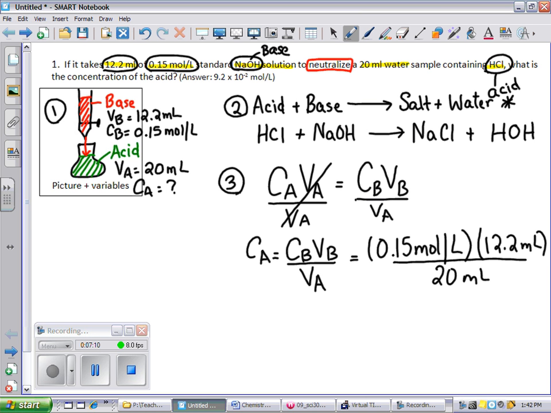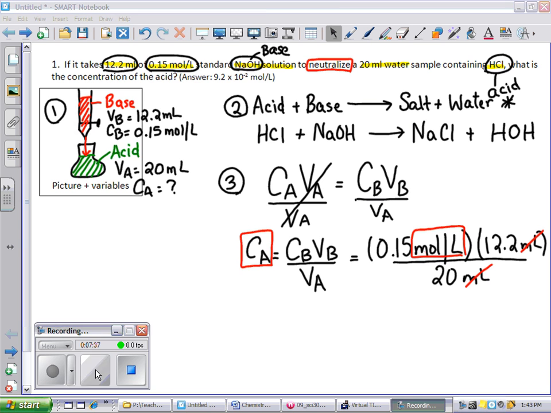Now I know writing out the variables and all of the formulas seem like a lot of work, but it's really important because it helps you to realize that you've done your rearranging correctly. For example, the milliliters on the top will cancel the milliliters on the bottom because anything divided by itself is 1. So what you're left with for units is moles per liter, and you know that that is correct because you're looking for the concentration of the acid.